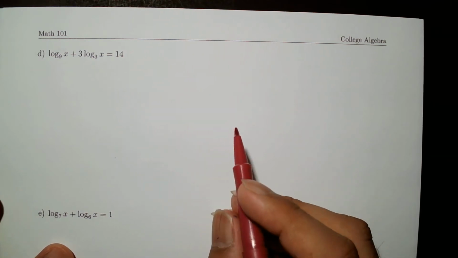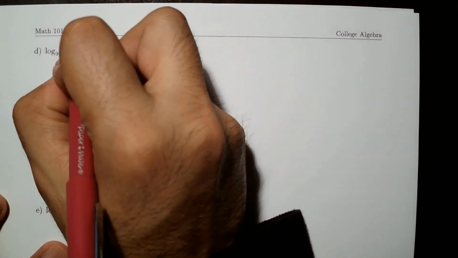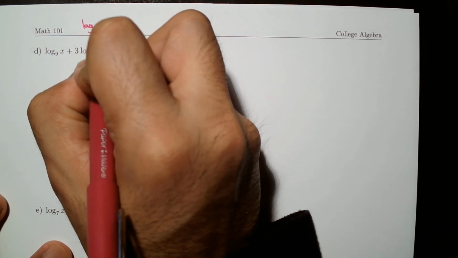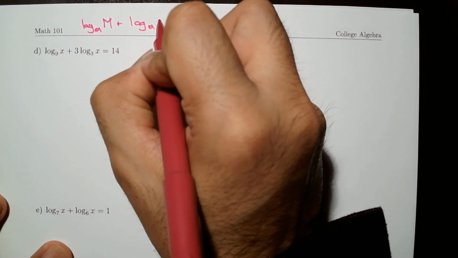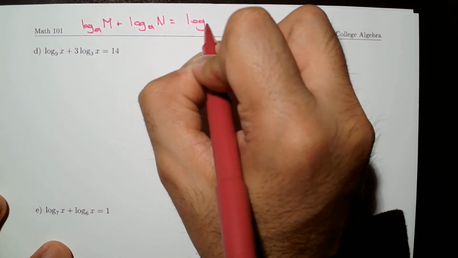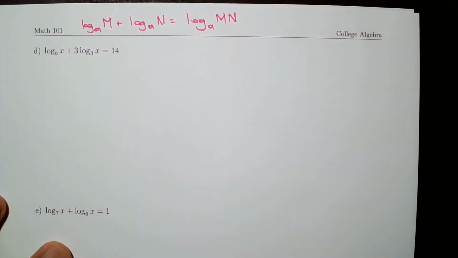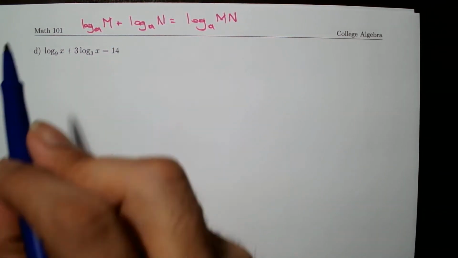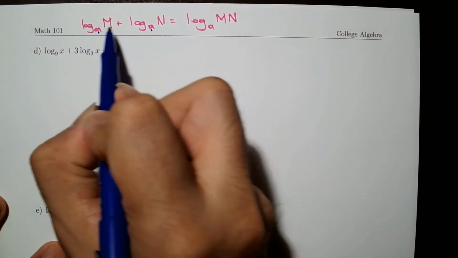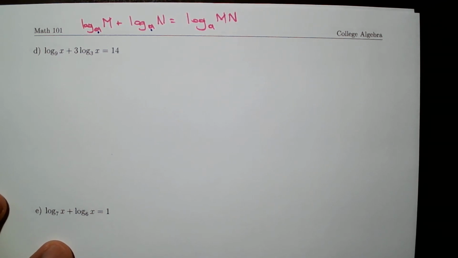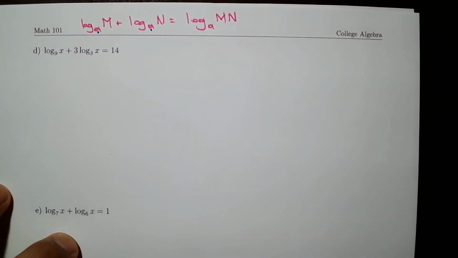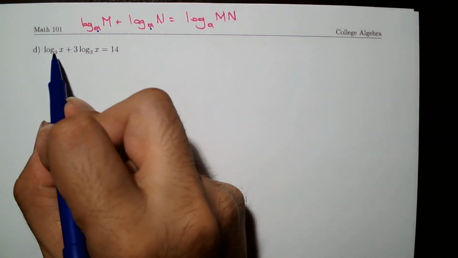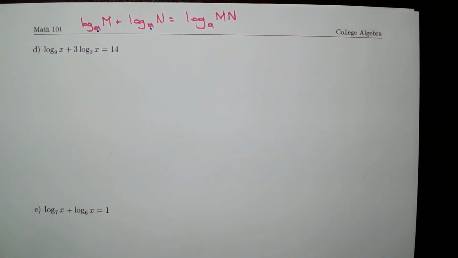First of all, let's recall the property of logs. I know we wrote it a few pages ago. Let's write it again. Log base a of m plus log base a of n equals log base a of the product of m and n. In this case, notice we have a and a, which means that the base has to be the same in order for us to be able to combine the logs together. However, if you look at these bases, they are not the same. However, notice this 9 and this 3 are in a way related to one another.